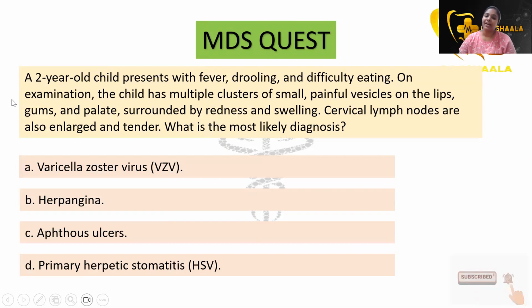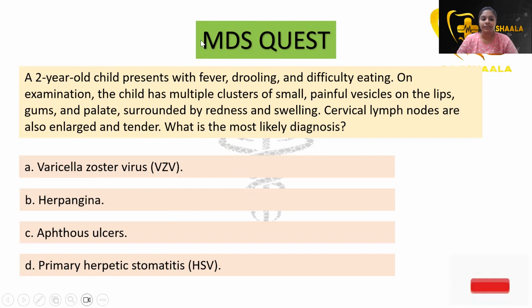So a 2-year-old child presents with fever, drooling and difficulty in eating. On examination, the child has multiple clusters of painful vesicles on the lips, gums, palate and surrounded by redness and swelling. So cervical lymph nodes are also enlarged and tender. What is the most likely diagnosis?